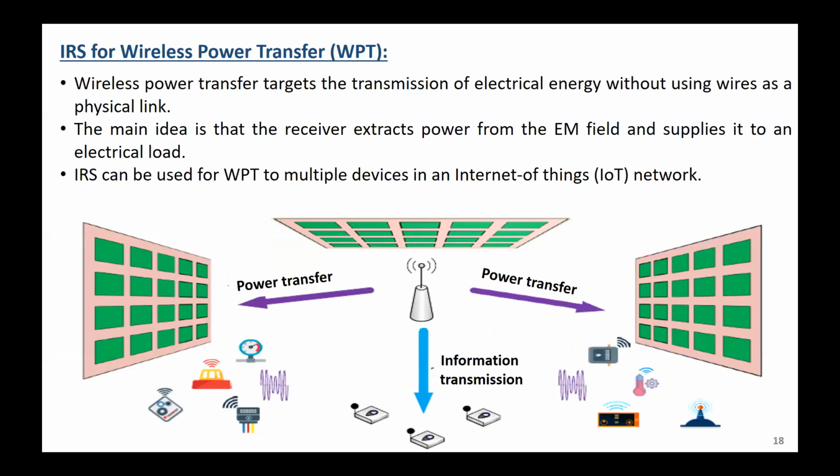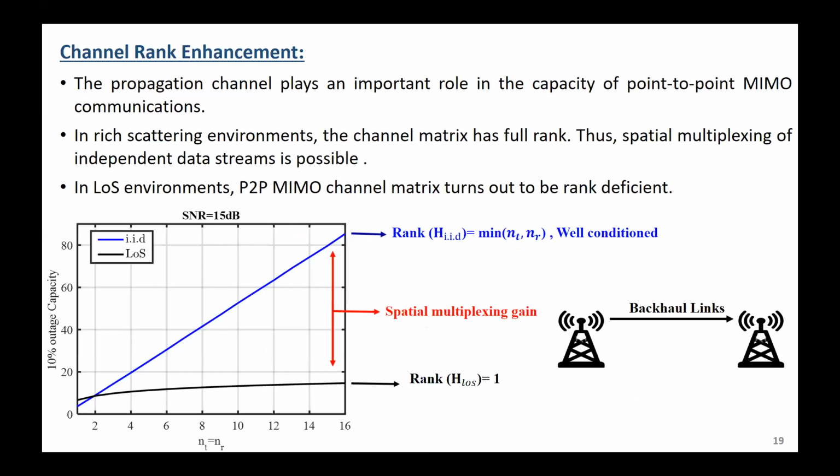Also, IRS can be used for wireless power transfer, where wireless power transfer targets the transmission of electrical energy without using wires and cables. The main idea is that the receiver uses a rectenna, and while it receives the wave, it tries to extract energy and charge its load using the received wave. So by using IRS, you can focus the wave toward a certain user such that it can extract energy from it. And this could be a potential application in Internet of Things networks.